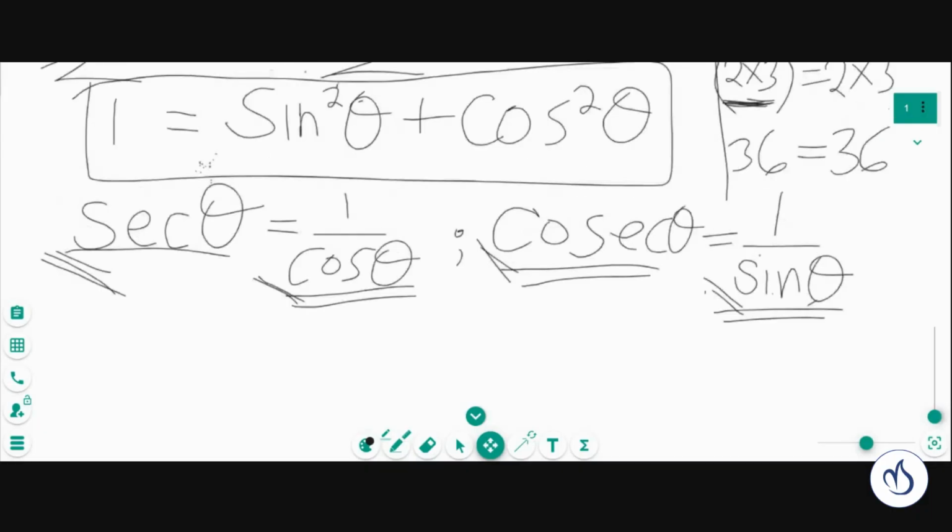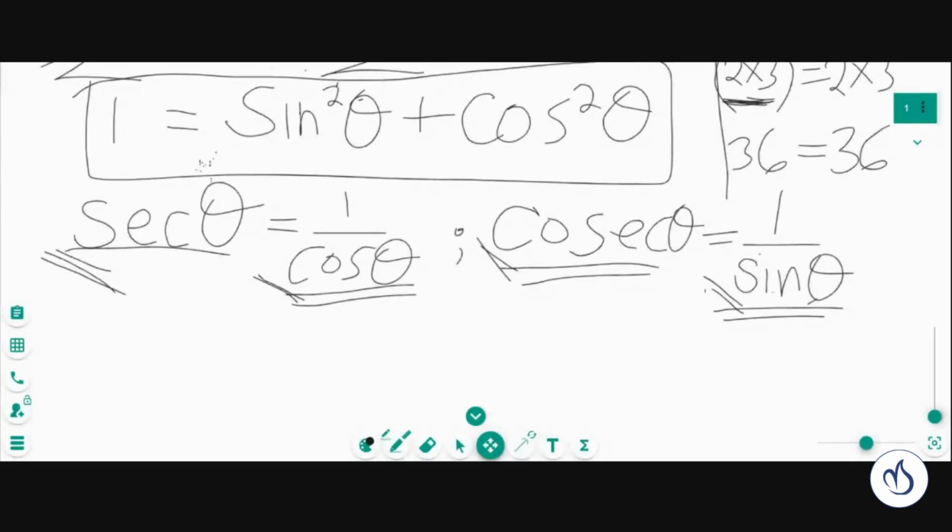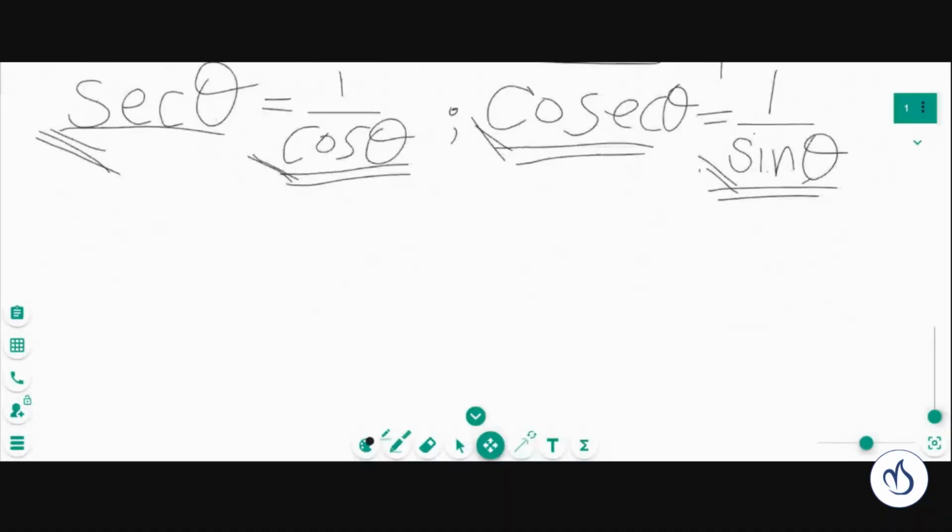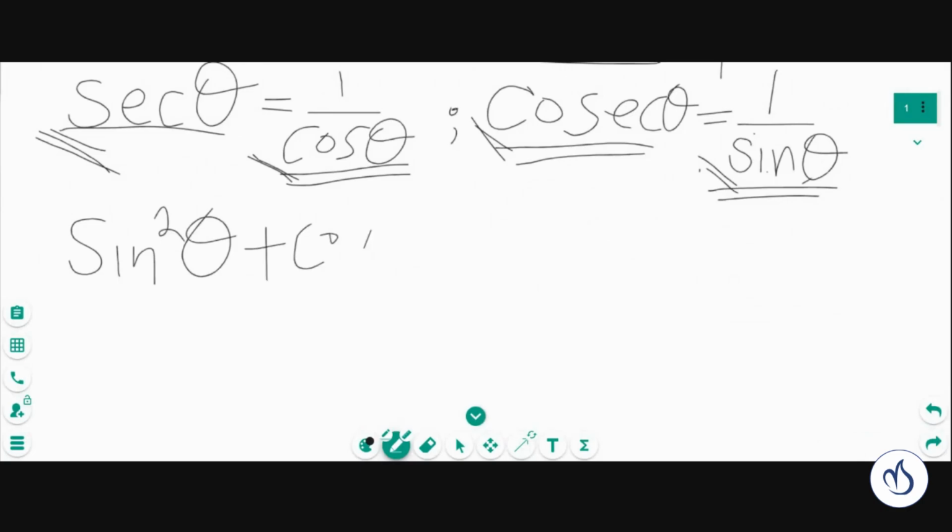My identity was 1 is equal to cos squared plus sine squared theta. So I'm going to instead write it starting from the other side, and I'll say that the sine squared of angle theta plus the cosine squared of angle theta is equal to 1. So I'm going to simply play with that.